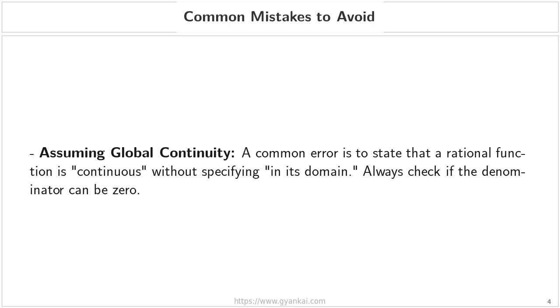First, let's address the issue of assuming global continuity. A very frequent error is to simply state that a rational function is continuous without specifying that it is continuous in its domain. As we saw in our previous discussion on rational functions, these functions are not continuous everywhere. They have breaks wherever the denominator equals 0. Therefore, you must always check the denominator and be precise with your wording.